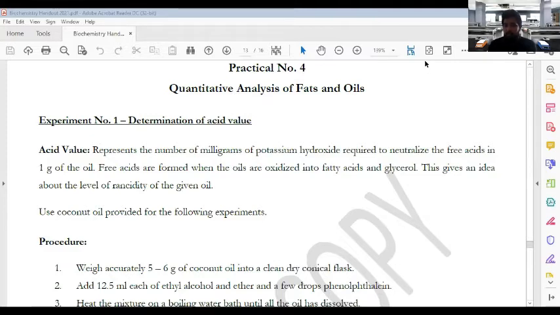Okay, so when oils get rancidified, that will form free fatty acids. Then the level of free fatty acids present in oil or fat is used as a quality assurance measure of that oil. What can you say? If there is a high level of free fatty acids, is the quality of that oil high or low? What can you say about that?